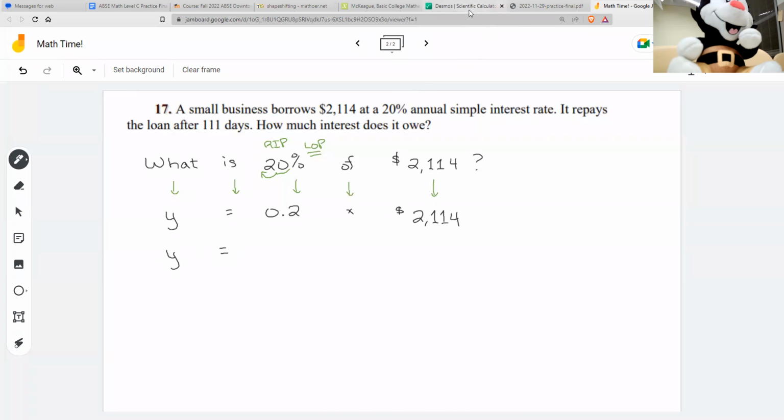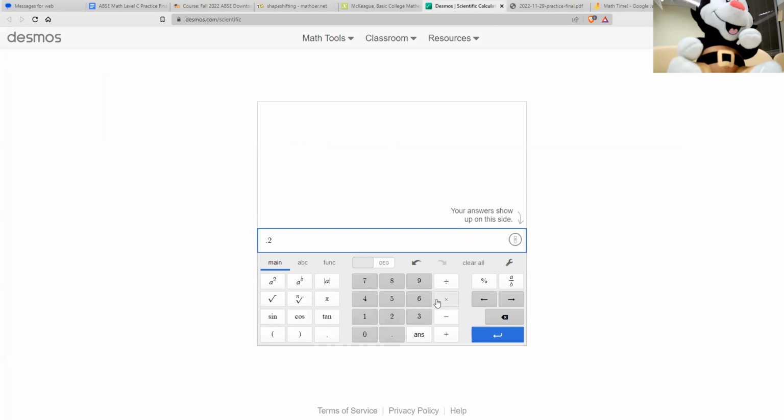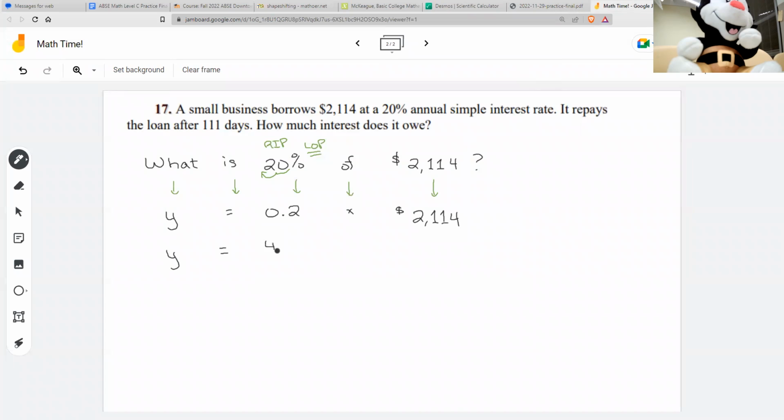So you could do it in your head, you could do it on a calculator. 422.8. Money, so we'll write it like money. How would you do this in your head? Sure, 10% would just be move the decimal point once, 211.4, and then double it because it's 20%, so 422.8.